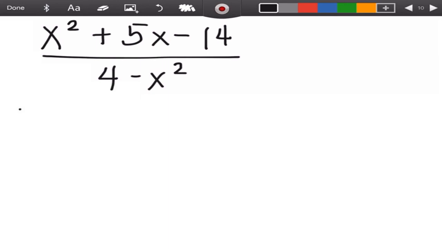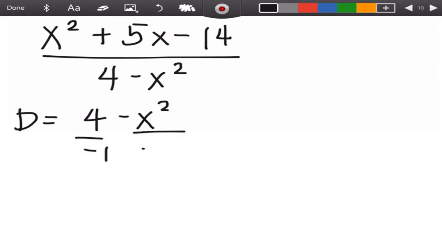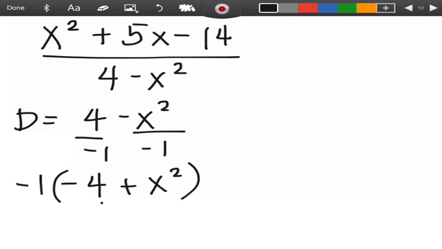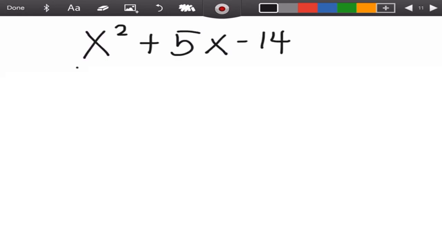So we will deal with the denominator first, 4 minus x squared. We will divide both by negative 1. So we have negative 4 plus x squared. Don't forget to write negative 1. Or we can write this one as negative 1 times, we will write first x squared minus 4. We can write this one as, we will copy the numerator and then our new denominator.